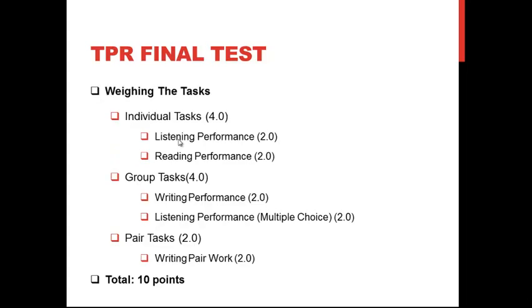Let's see how we weigh these tasks. For the individual tasks, you weigh them with 4 points. For the group tasks, 4 more points. And for the pair tasks, 2 points. So the listening performance is worth 2 points. The reading performance is worth 2 points. The writing performance is worth 2 points. The listening performance multiple choice is worth 2 points. And the pair tasks are worth 2 points, which gives you a total of 10 points.